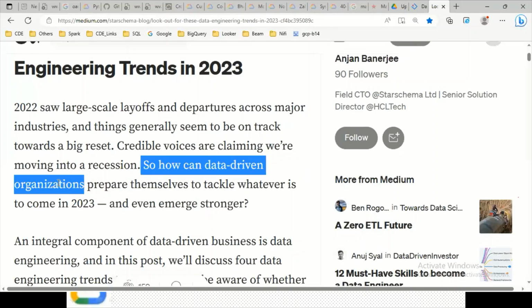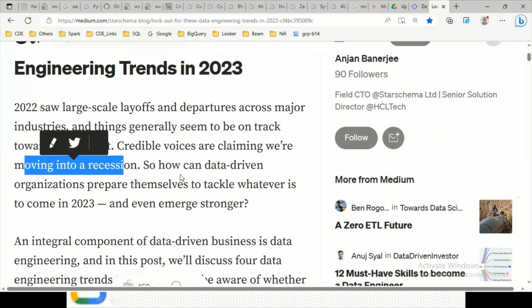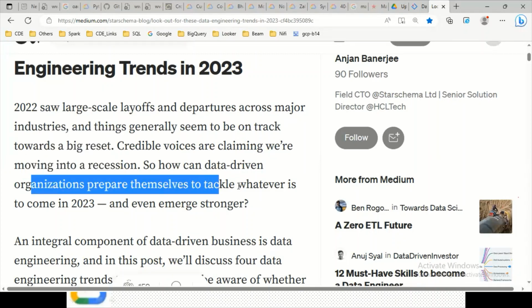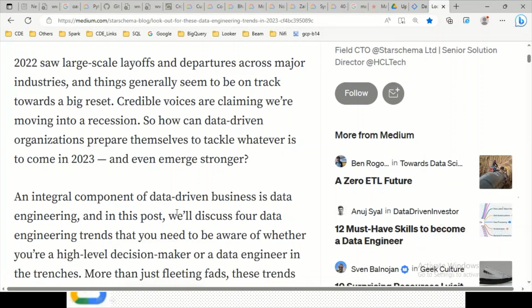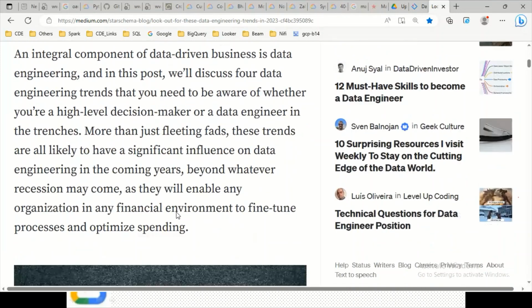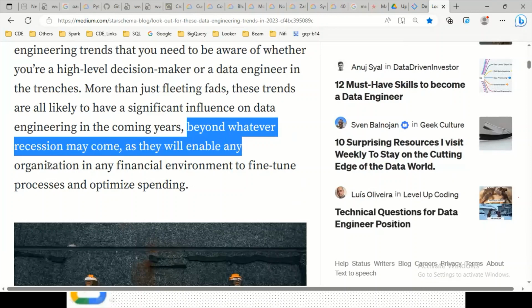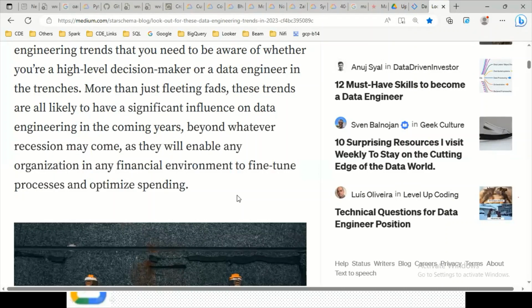Okay. Data-driven organizations. If you start from here. Nowadays, people are talking about recession. But whatever the situation, whatever recession is coming, a data-driven organization prepares itself to tackle whatever situation is coming in 2023. That is compulsory. They may postpone the front-end application. They may postpone the back-end application, but they cannot postpone these data applications. Whatever recession may come, organizations in financial environments are processing data full-time. No scope of postponing for data.